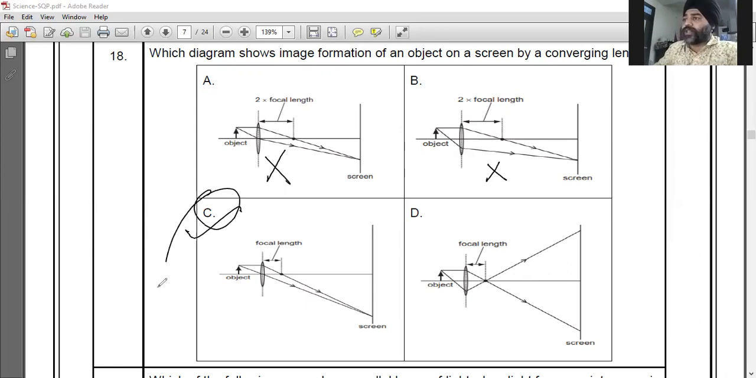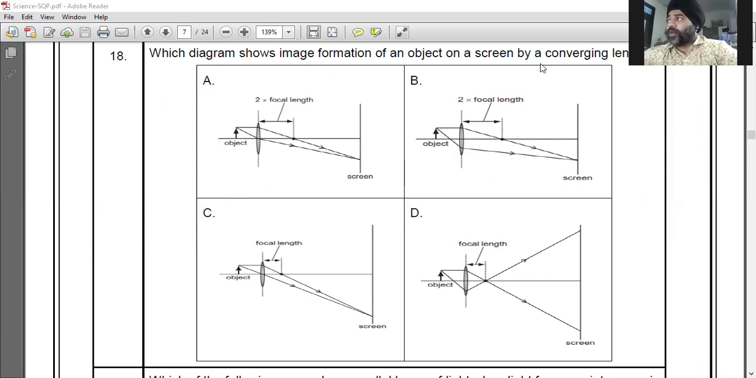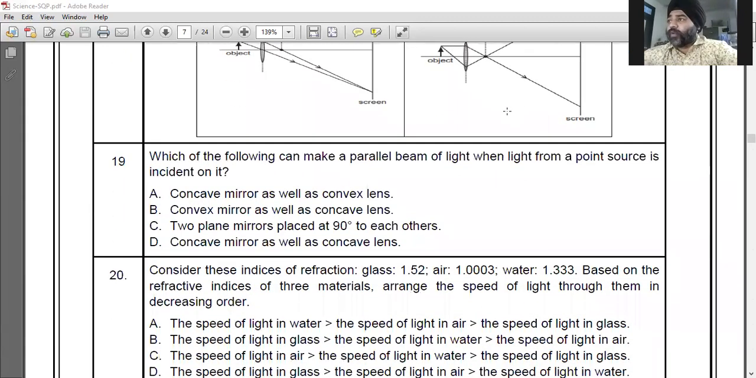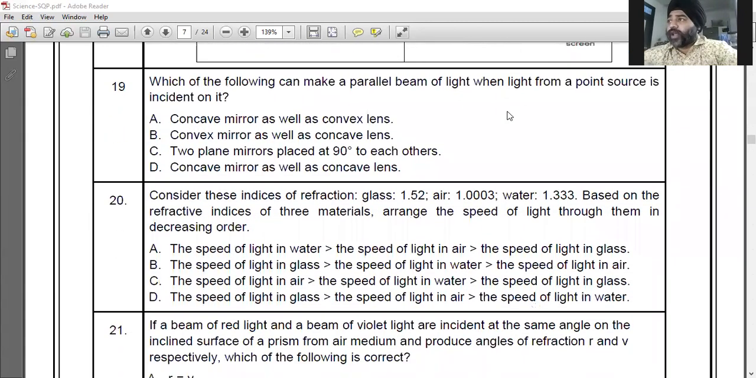So the correct option is C. So you have to be clear about all the laws. Now, which of the following, very good question, which of the following can make a parallel beam of light when light from a point source is incident on it? So we'll talk about one by one.